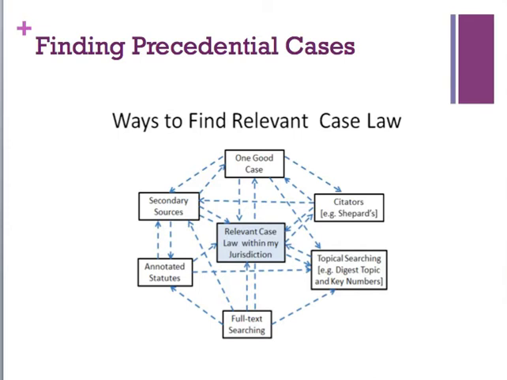So in this method, you already have one good case. Maybe you found it using a secondary source or annotated statute, or maybe a colleague mentioned it to you. In any case, you pull that case up. You might find other important cases cited within that good case, or you use a citator to find additional relevant cases that are newer. So that one good case method is very powerful. We're going to talk about the one good case method in connection with citators and topical searching.